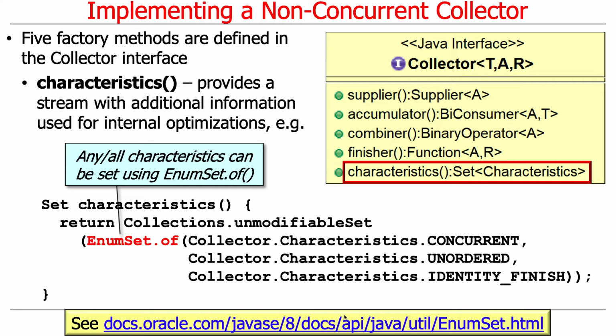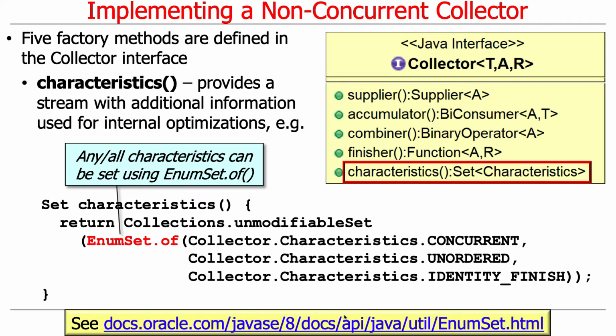So if we want to set all the characteristics, which you might or might not want to do depending on the semantics of what you're trying to achieve, then you could say EnumSet.of as a factory method, give it a list of the enums, concurrent, unordered, identity finish, and then return that as a so-called unmodifiable set, and that comes back as a set. Unmodifiable set means you just can't make any changes to it once it's set. It's immutable. Okay, so that's characteristics.